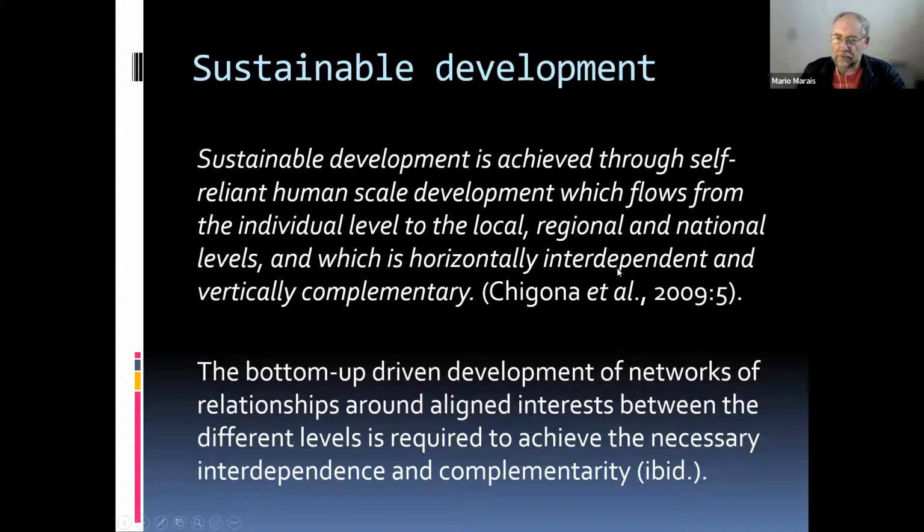Now, the horizontal interdependence is quite clear. In development, the problem is to develop this vertical complementarity, because complementary means that the top-down development has to be aligned. So bottom-up driven development of networks of relationships around aligned interests between the different levels is required to achieve the necessary interdependence and complementarity. So where's the interdependence between the national level and the local level? How do you get real bottom-up driven development of networks that scale enough, with a big enough voice, so that they become an interest group that can really negotiate with government? To me, that is the key problem at this organizational level.